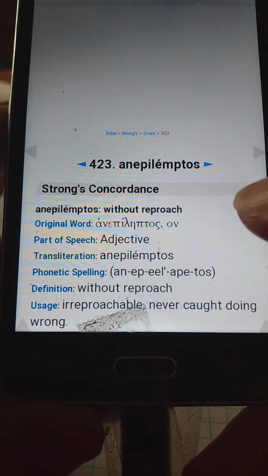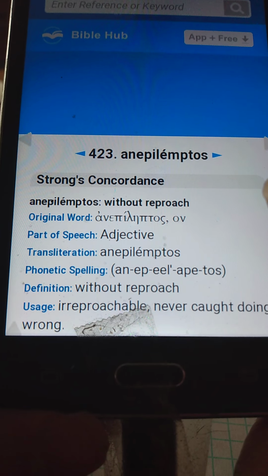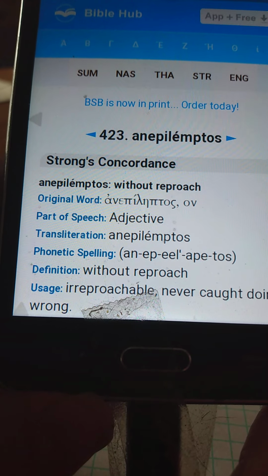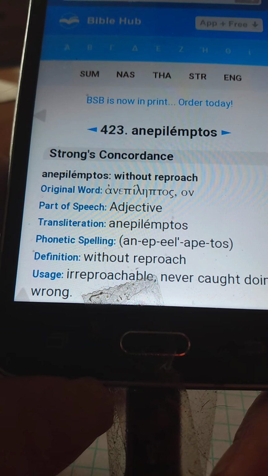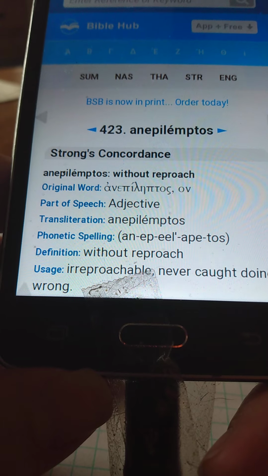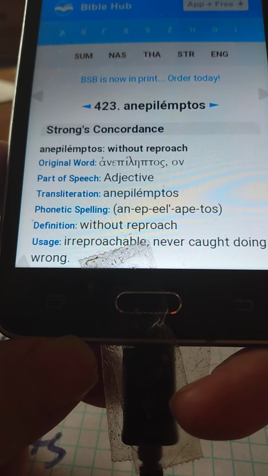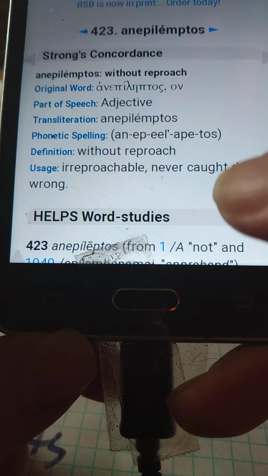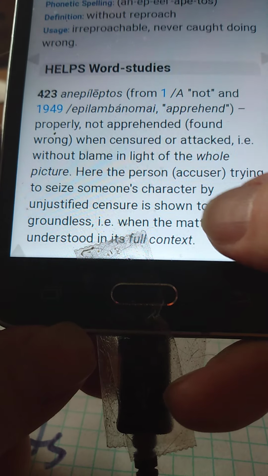I don't see anybody else doing this stuff. Or maybe I'm not looking. I don't know. So anyhow, Strong's 423. The word is anepleiptos. Sorry I butchered that, but it means without reproach, irreproachable, never caught doing wrong. So that's interesting.